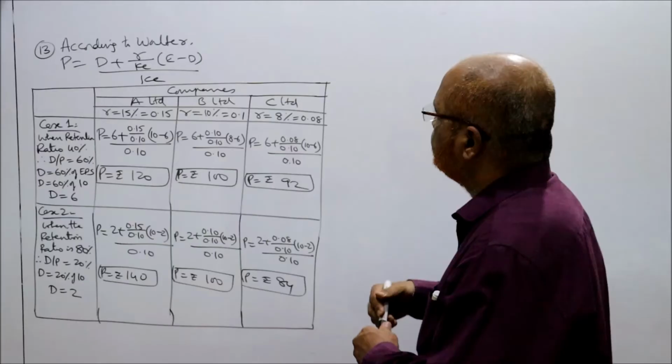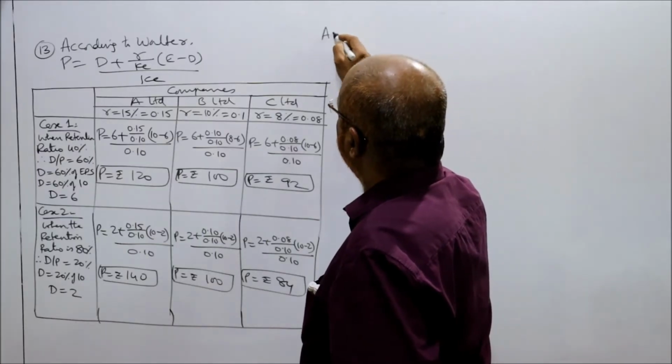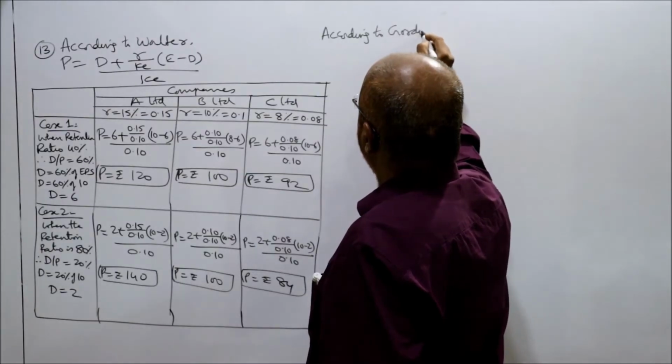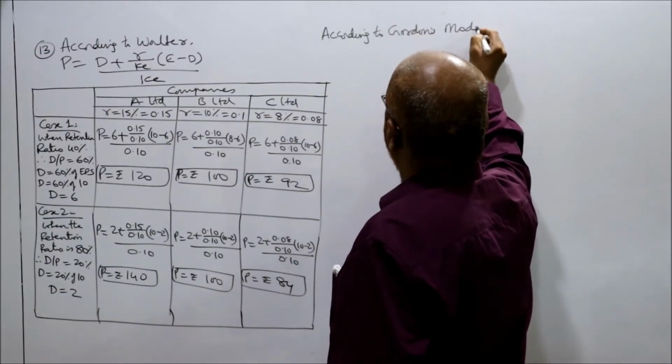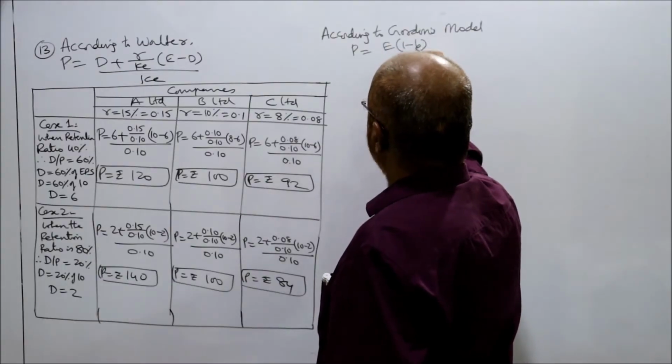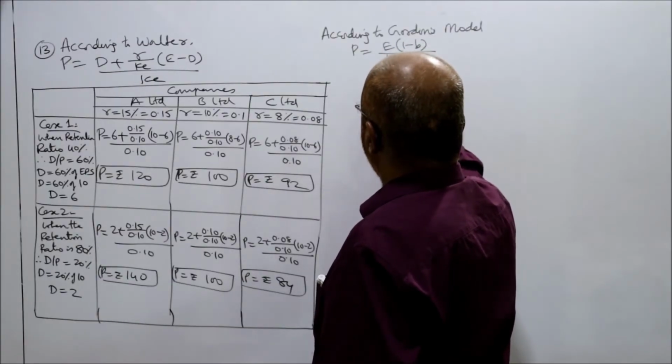Now B question is, according to Gordon. According to Gordon's model, P is equal to E into 1 minus B divided by KE minus BR.